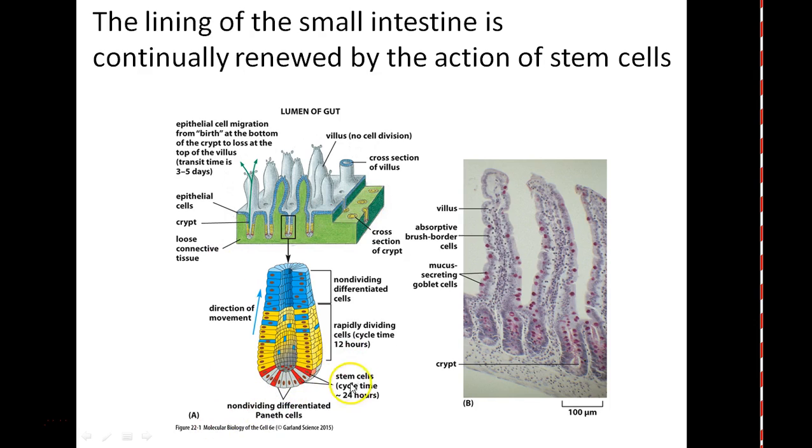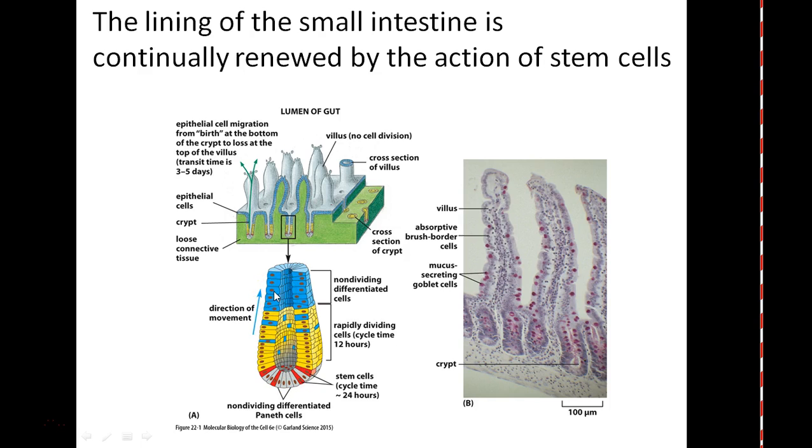Here at the bottom we have the stem cells, and they divide every 24 hours. They are the progenitors or precursors for all of the cells that are up here. So they divide and provide those. Here there are rapidly dividing cells. They divide every 12 hours. And here on top we have non-dividing differentiated cells. All of those epithelial cells are derived from the stem cells residing at the bottom of the crypt.